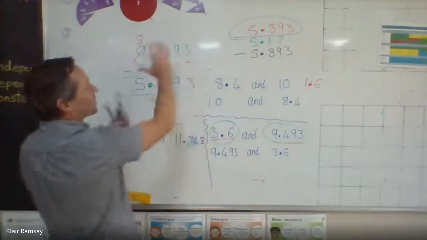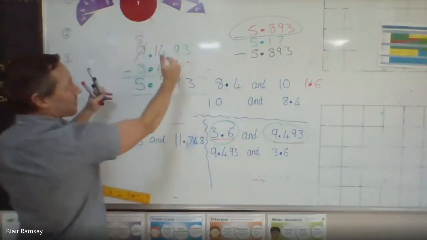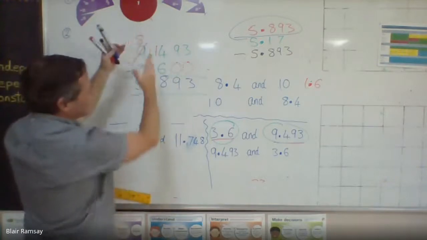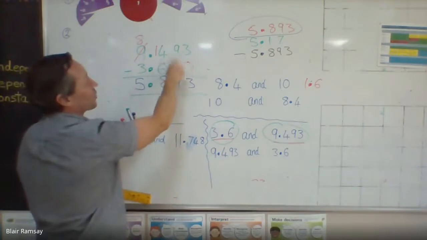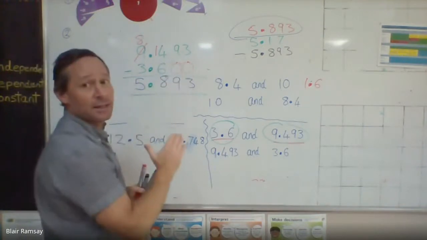All right. Anyway, so that's the way you do it. Line them up. The biggest one goes on top. Decimal place straight underneath. And if you need some extra place value holders, like the zeros, put them in there.